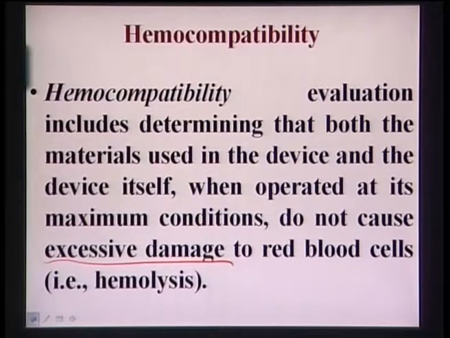So, therefore, you have to remember that a blood conducting device or blood conducting material will have some genotoxic effect, but this should not be statistically very significantly higher compared to what a control specimen or control material does in terms of damage to the RBCs.